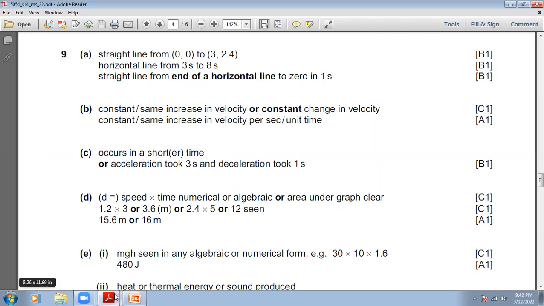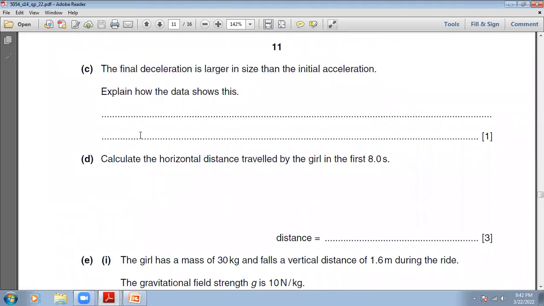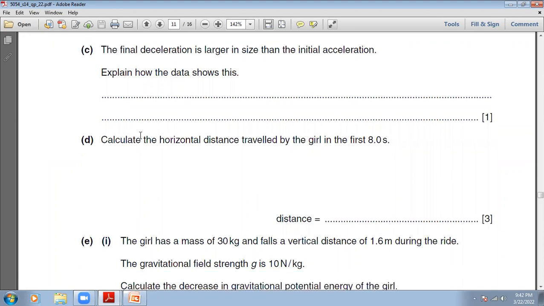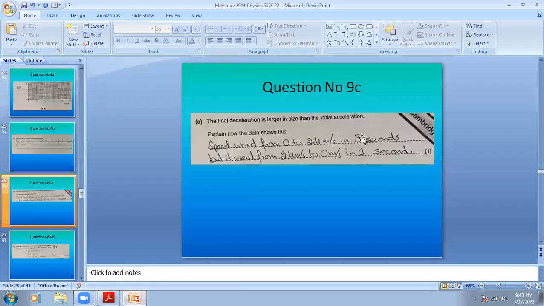Okay, so we are done up till C part. Now, D part, he says calculate the horizontal distance traveled by the girl in the first 8 seconds. So if you want to calculate the distance traveled by the girl in the first 8 seconds, that will be equal to the area under the speed time graph. So we can very easily calculate, and hopefully you will understand this.